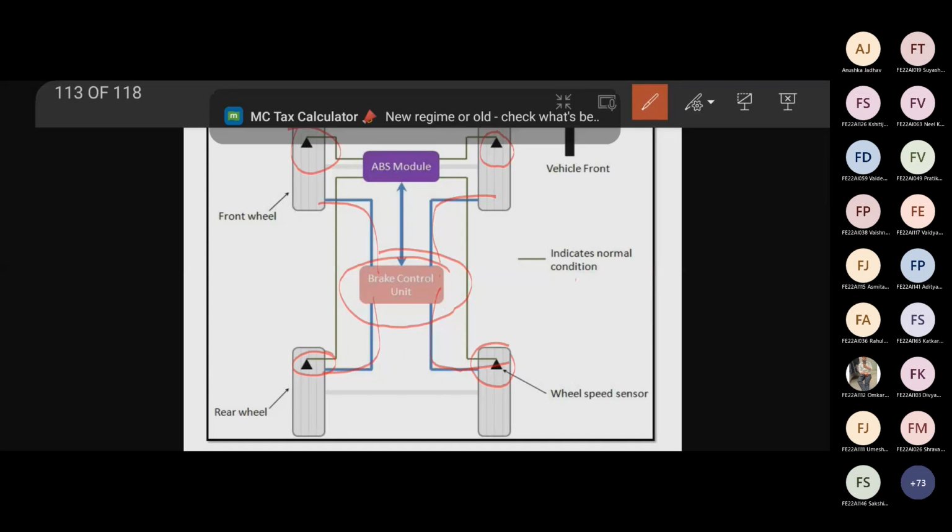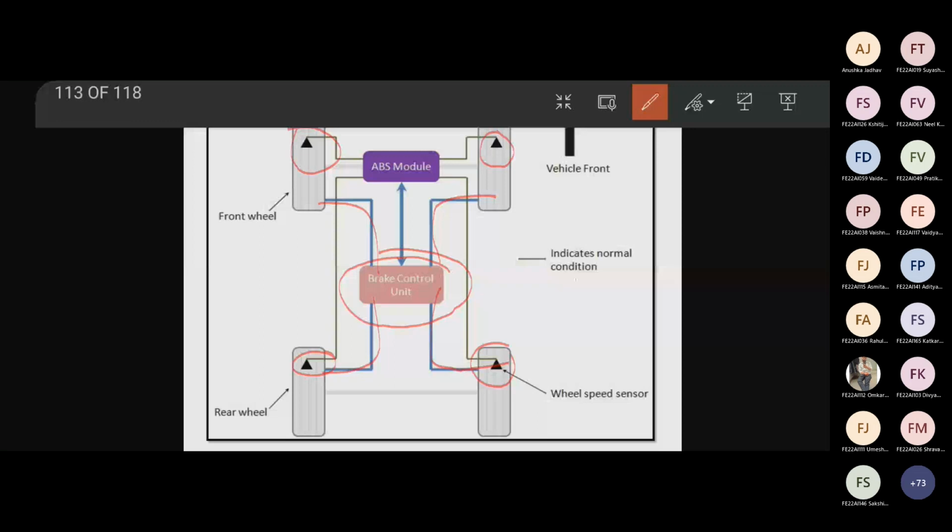That's why in an ABS unit, when you are pressing the brake pedal with your foot, you will feel the vibrations, right? That vibration is because of ABS, and because of applying pressure and releasing pressure, your steering will work.